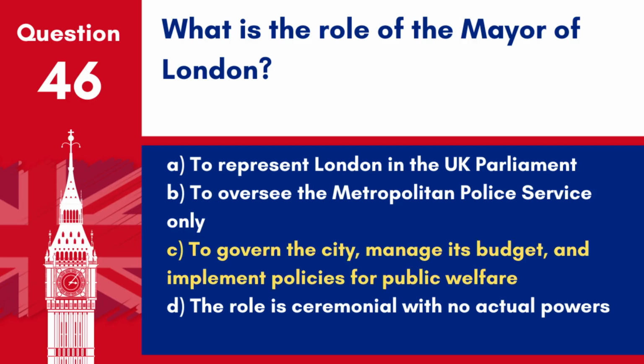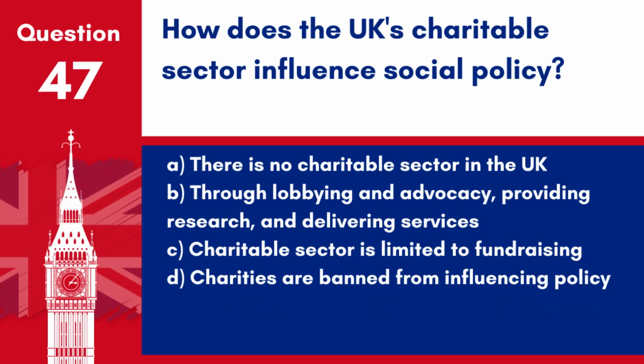Answer: C. To govern the city, manage its budget, and implement policies for public welfare. The Mayor of London holds significant responsibilities, including governing Greater London, managing its budget, and setting policies in areas like transportation and the environment. Question 47. How does the UK's charitable sector influence social policy? A. There is no charitable sector in the UK. B. Through lobbying and advocacy, providing research and delivering services. C. Charitable sector is limited to fundraising. D. Charities are banned from influencing policy.